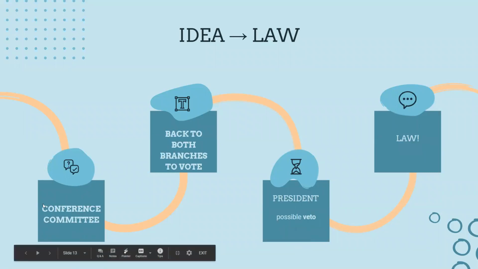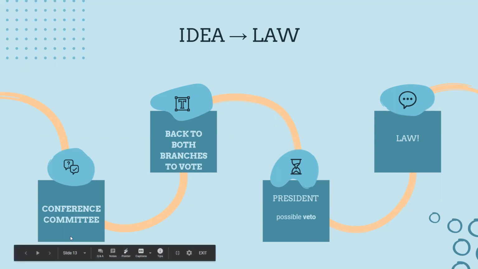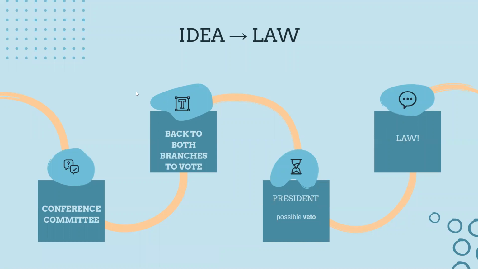And then it goes to a conference committee. So like we said before, a conference committee basically works out the differences. So if the bill passes to the Senate and then the Senate makes amendments to the bill, they'd settle the differences in the conference committee. And then they go back to both branches to vote again, where it can die again.